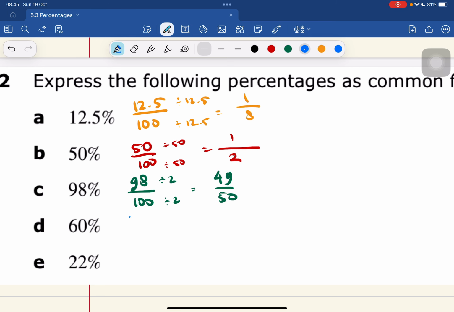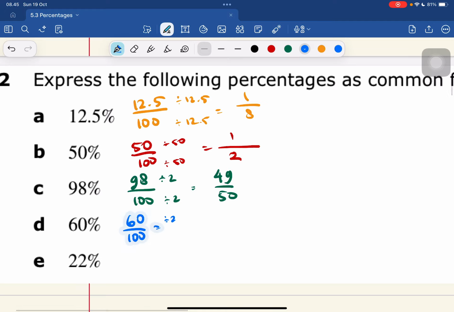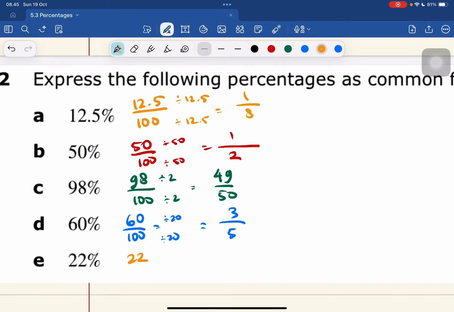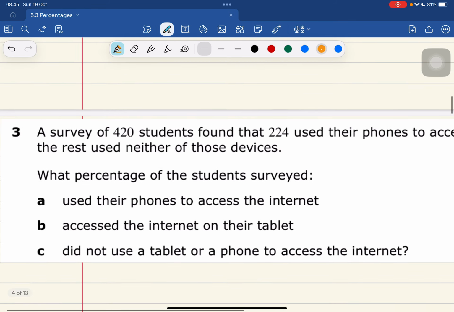Next, 60%. So 60 over 100. So we can divide both by 20. So that will give us the answer, 3 over 5. Next, 22%. So 22 over 100. So we divide both by 2. So we'll give us the answer of 11 over 50. Next, number 3.